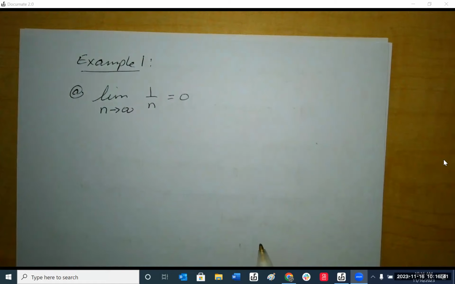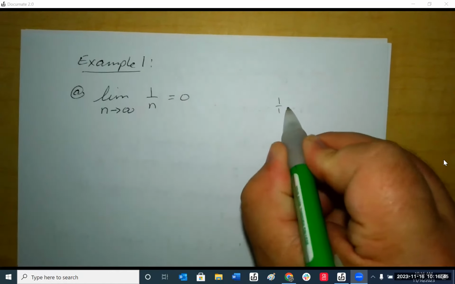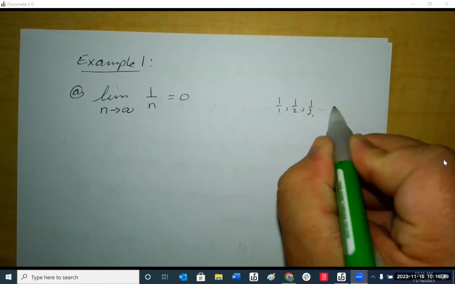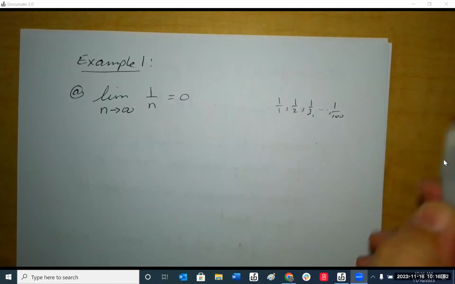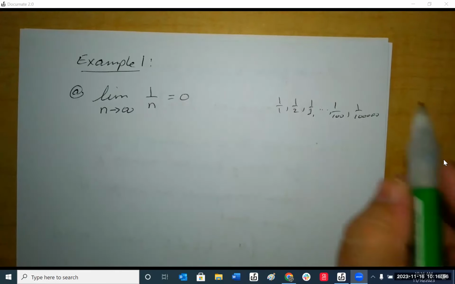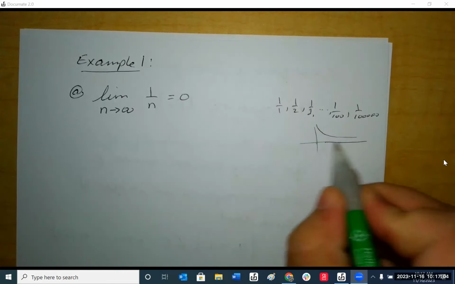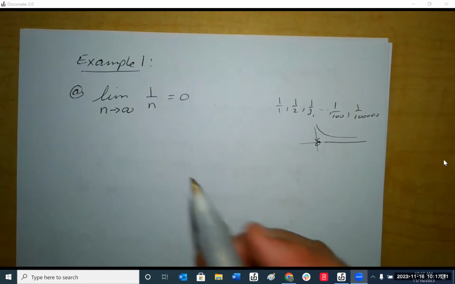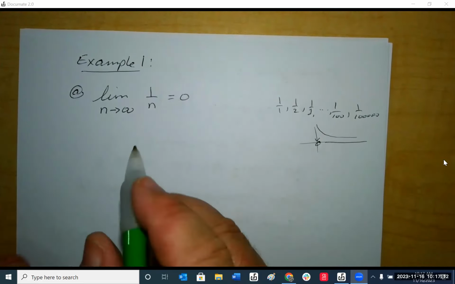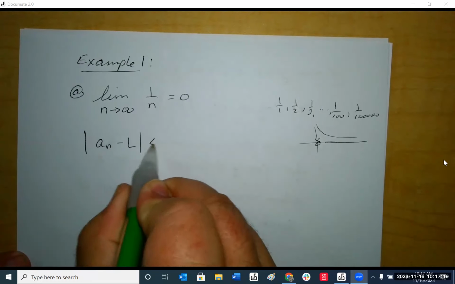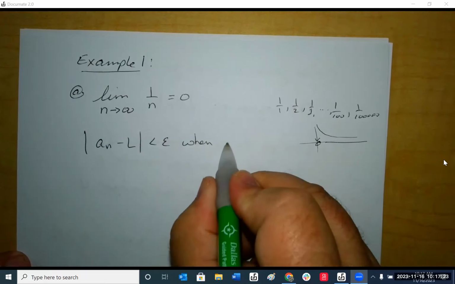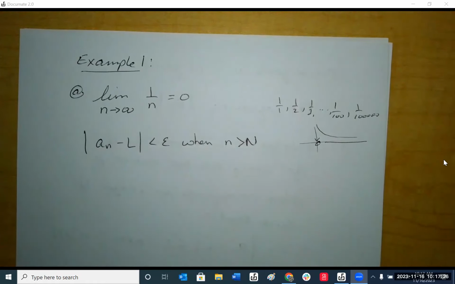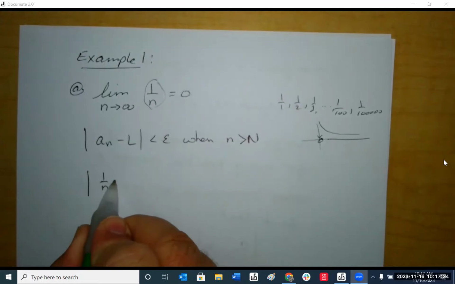We can see this algebraically because when n is 1, we get 1 over 1. When n is 2, when n is 3, when n is 100, the number is getting smaller and smaller. So as it gets smaller, this graph eventually always goes down to 0. But now let's look at using the epsilon delta type proof. So we're using a sub n minus L is less than some epsilon whenever we have n greater than N. So this is our a sub n. This is our L.